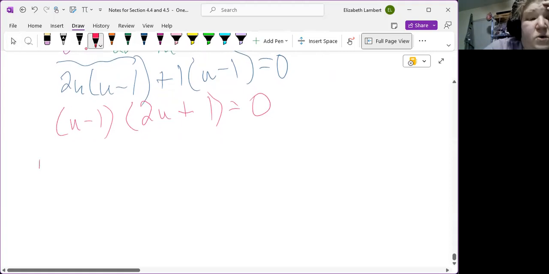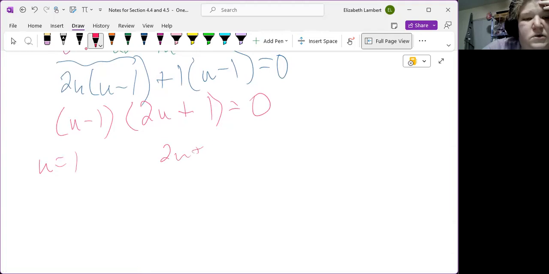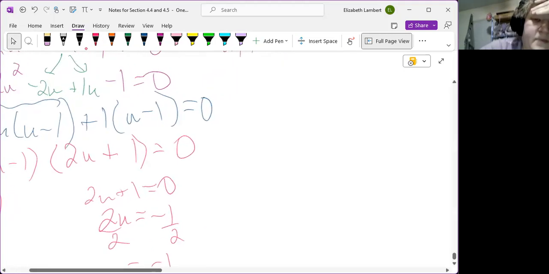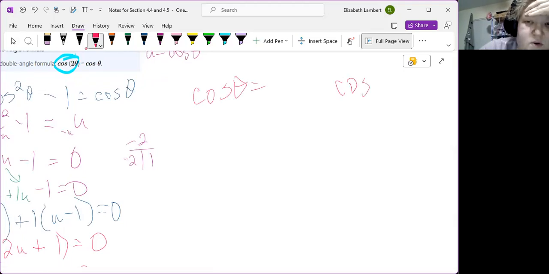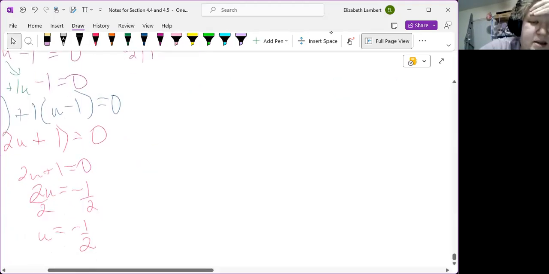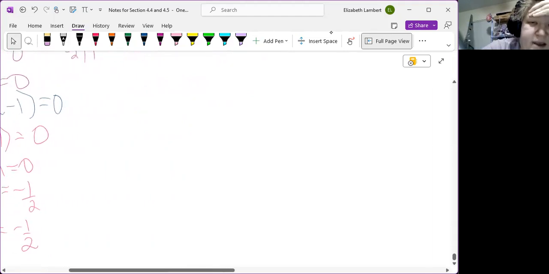So we need to know when u is 1 and, minus the 1, divide by the 2, when u is negative 1/2. So now rewind. U is cosine theta. So when is cosine theta equal to 1 or equal to negative 1/2?